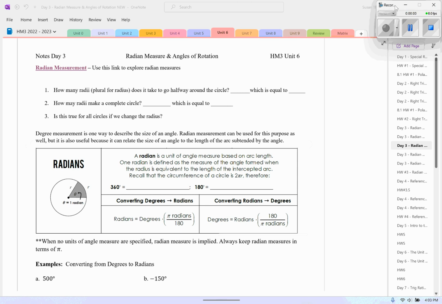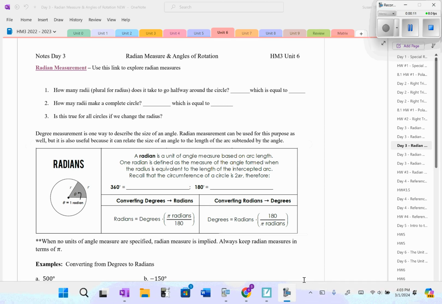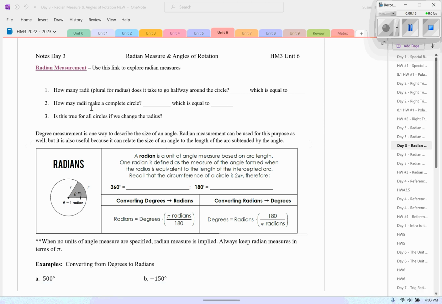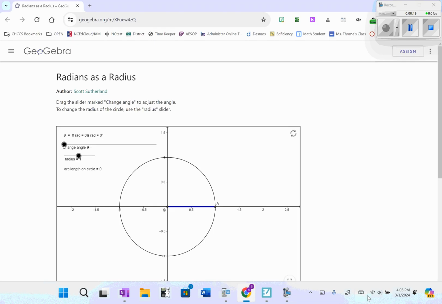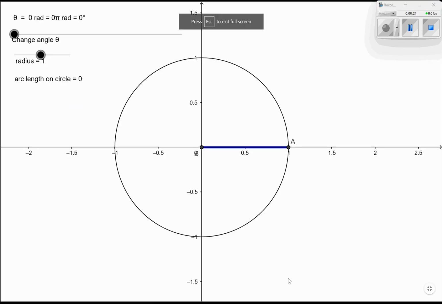Right, today we're going to talk about radian measure and angles of rotation. So we did an exploration on what a radian measure is, where they come from. But just real quickly, how many radii, which is plural for radius, does it take to go halfway around the circle? So if we look at this circle, which we talked about the other day, the distance for the radius is from A to B.